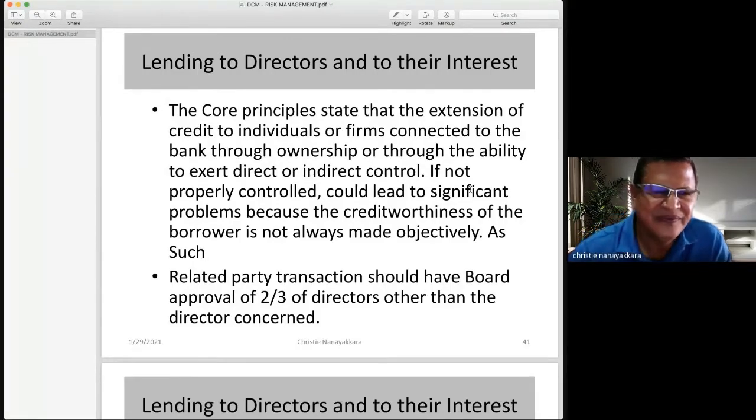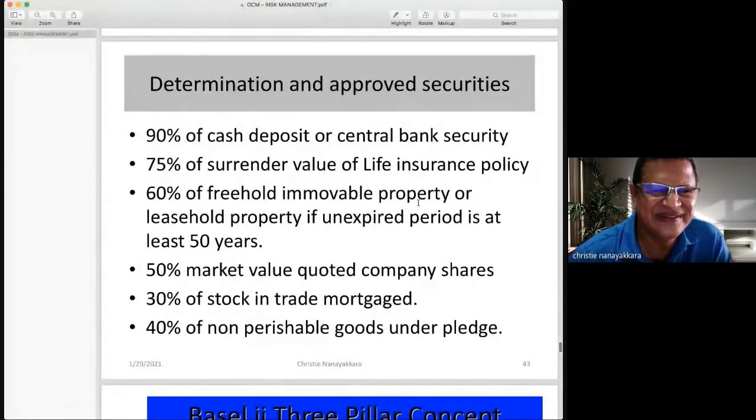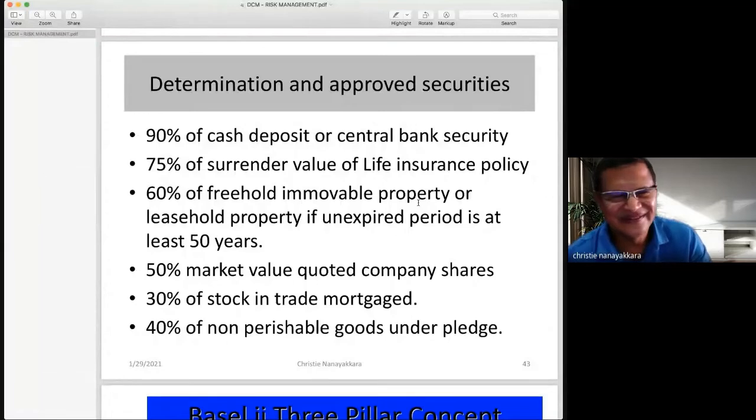Now we also see they need certain securities. When you take securities, central bank also applies much stricter conditions when giving facilities to your key management personnel and directors. If you are taking security, they can have cash security, but they can only take 90% of cash value. They can take only 75% of the surrender value of their life policies. They can take only 60% of land.